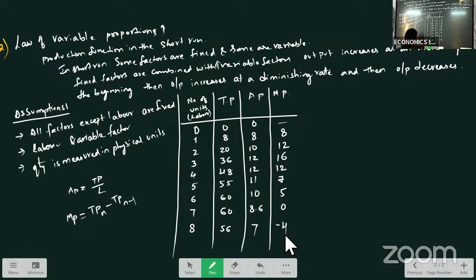So what's happening to our marginal product? Marginal product increases, reaches a maximum, and then decreases. It becomes equal to AP at this point, and it becomes 0 where TP is maximum. You have to remember these points. Now see the graph here.